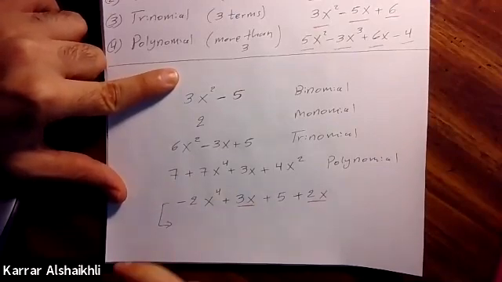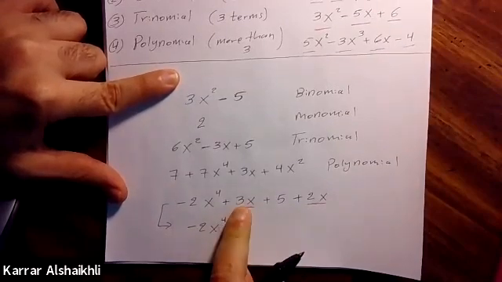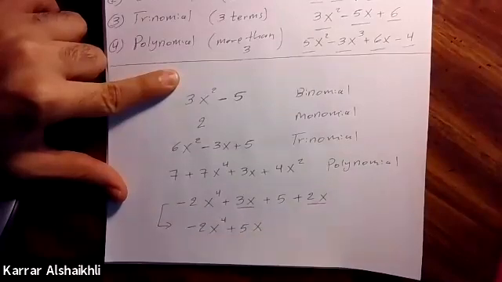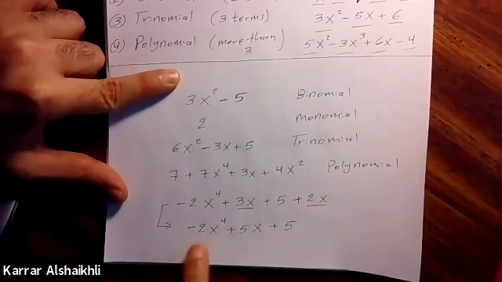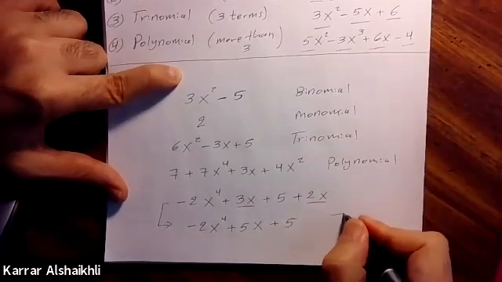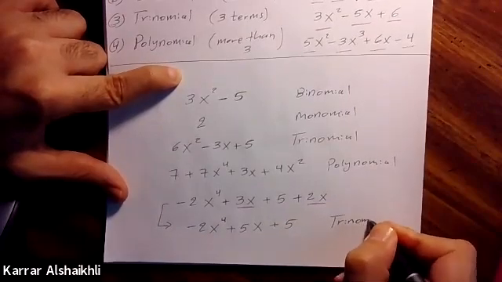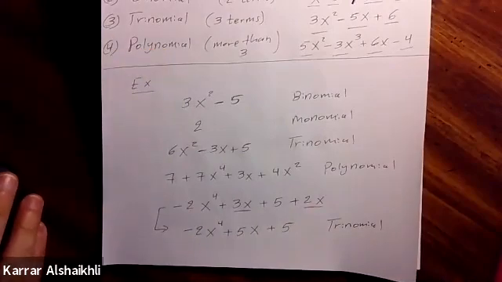So this one is going to be negative 2x to the power 4. 3x plus 2x is going to be 5x. And here's a plus 5. So this is 3 terms: 1, 2, 3. So you're going to say this is a trinomial. That's it for the types.